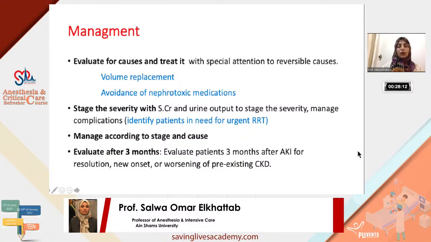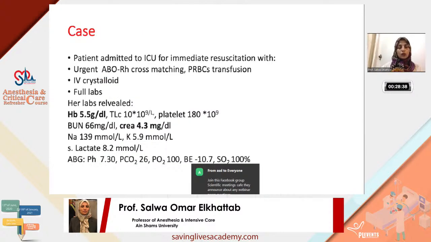And after resolution of the acute condition, our colleagues, the nephrologists, will evaluate the patient later for possible complete resolution, a newly recurrent onset of AKI once more, or progression into CKD and maybe end-stage renal disease. Back to our case once more, what about the management? First of all, manage the cause, this bleeding and hypovolemic shock.